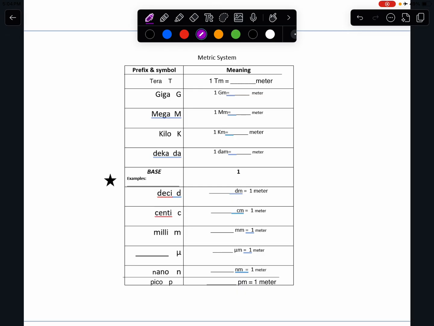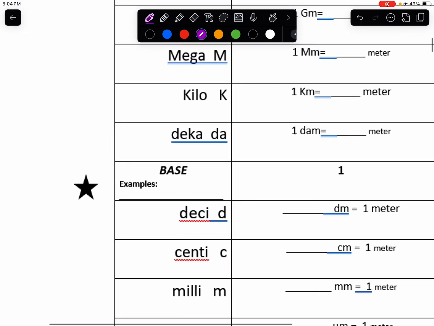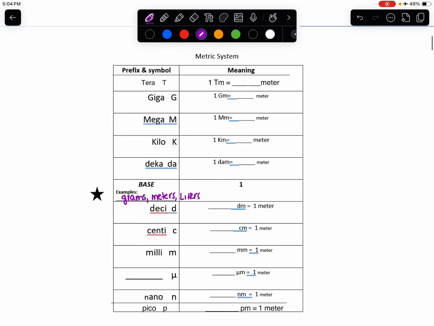So I have created kind of a document to help us visualize the order of units here. So when I say base, which I put the star, an example of a base could be any of those we just said, could be grams, it could be meters, could be liters, and any of those could be something that we put a prefix in front of. So anything above the star here is larger than the base, and anything below is smaller than the base.